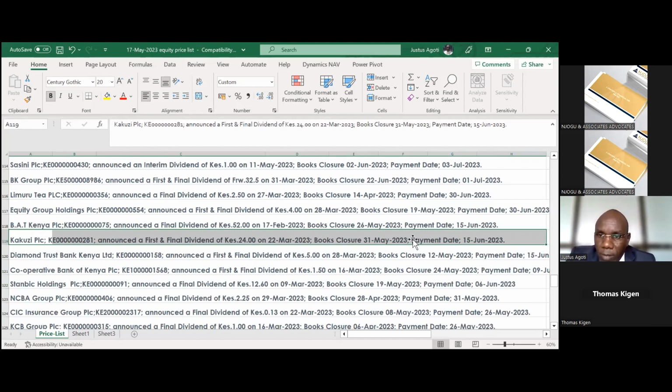So somebody buying this share on 1st of June will be buying it ex-dividend, meaning it will not have the dividend with it when it's bought. So you would find that, as we get closer to 31st May, the price of Kakuzi is going to be increasing, just for investors who are interested in taking up the dividend.